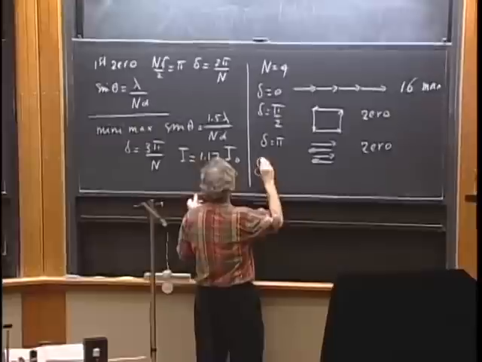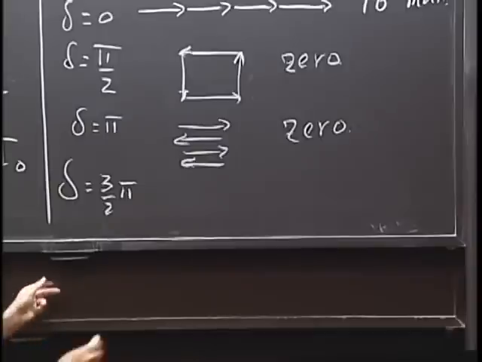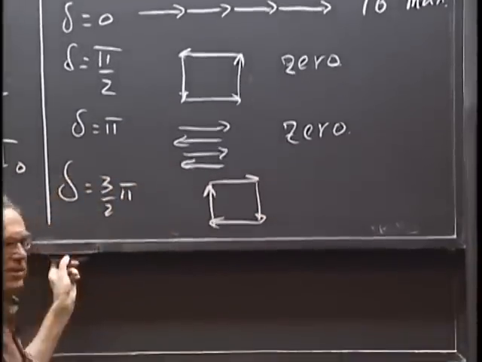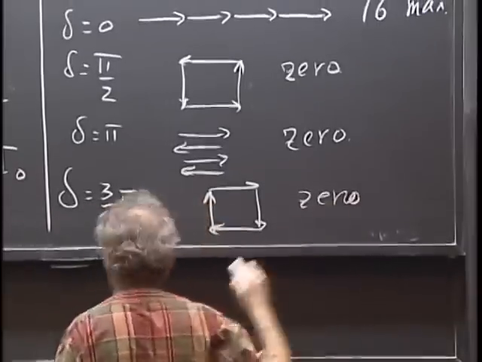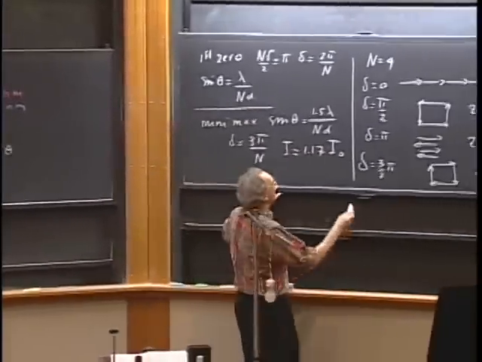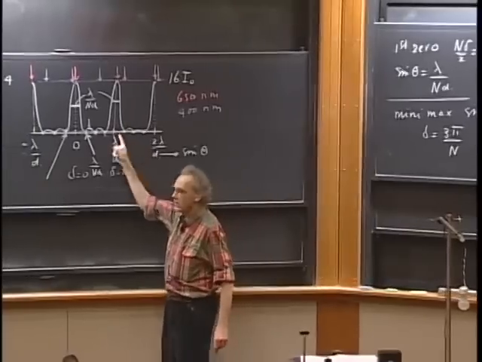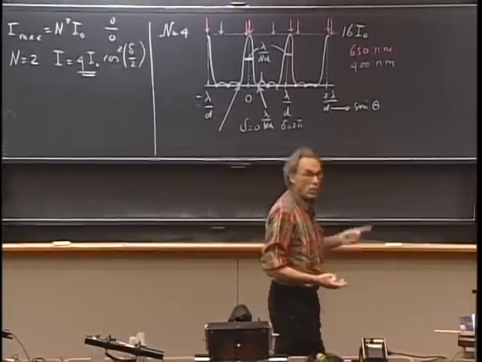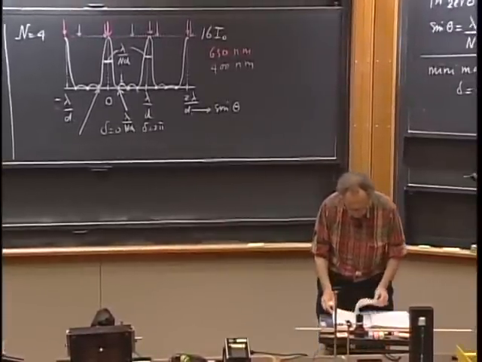Now I'm going to do this one for you. Delta equals 3 halves pi. 3 halves pi is 270 degrees. Well, this is 1, this is 270 degrees, this is 270 degrees, and that is 270 degrees. What is the net result? Zero. So that's this one. Now I'm going to do 2 pi. When I do 2 pi, I'm back here. I get another maximum, and that's this one. And so you can see, purely by playing vectors, very simple, on high school level, you can see that there will be n minus 1 minima, exact minima, between the prime maxima.